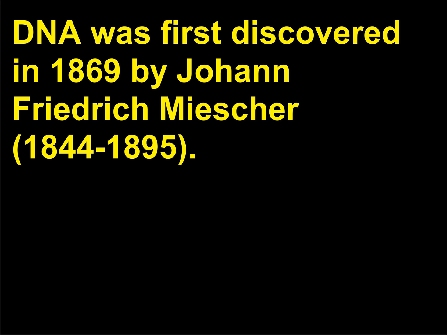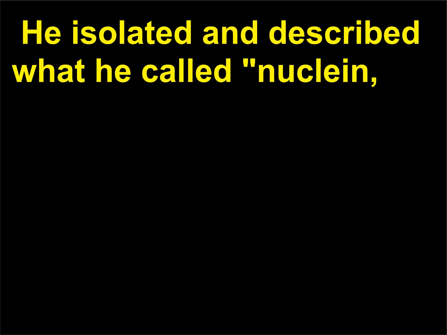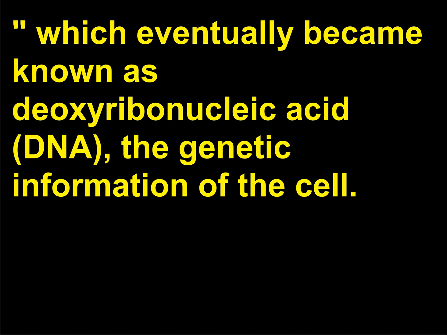DNA was first discovered in 1869 by Johann Friedrich Miescher, 1844–1895. He isolated and described what he called nuclein, which eventually became known as deoxyribonucleic acid, DNA, the genetic information of the cell.